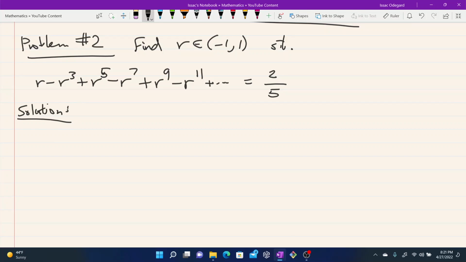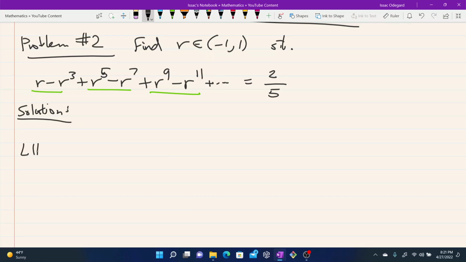So go ahead and pause and try to solve this one. All right. So the key to this problem, or one way to solve this, is to group them. So I'm going to group them in pairs. And I just note that every successive pair is this first pair, r minus r cubed term, multiplied by a power of r to the fourth.